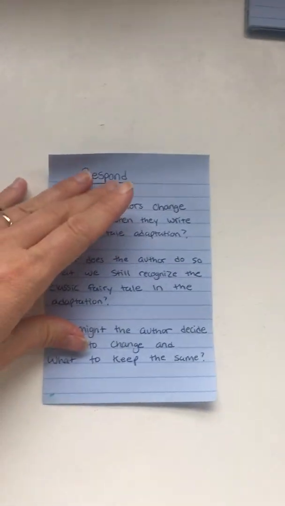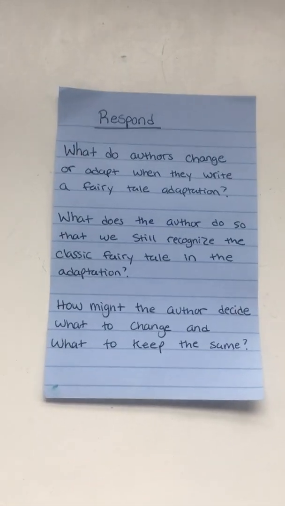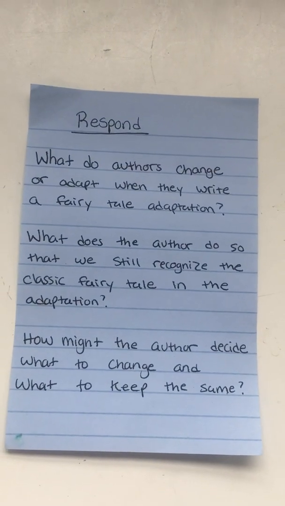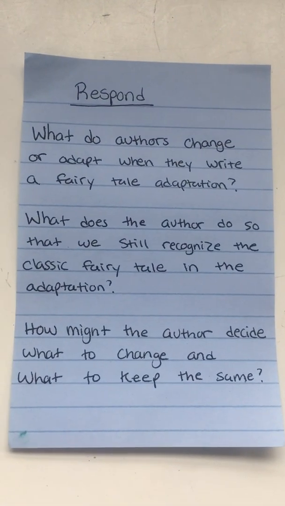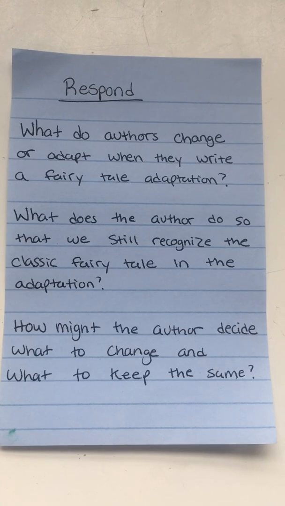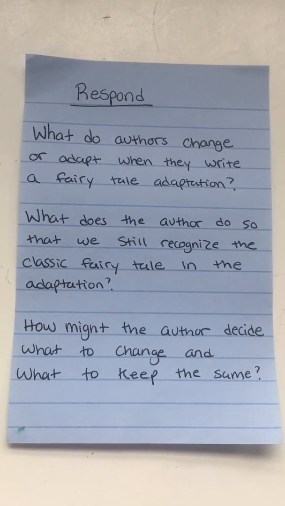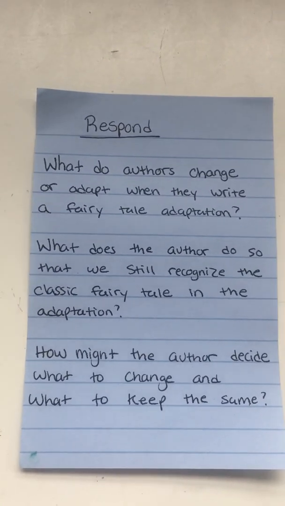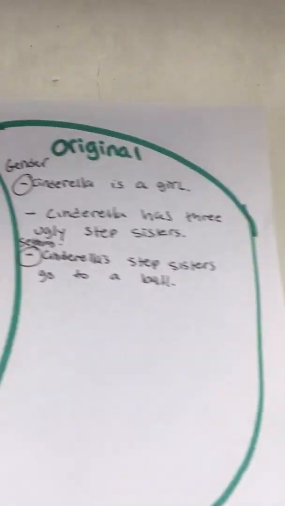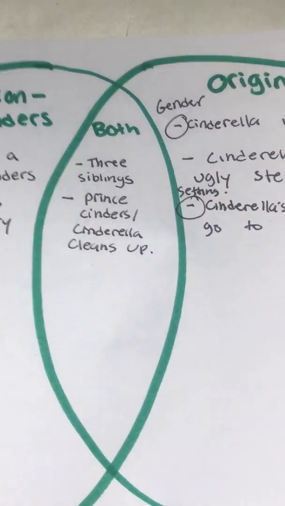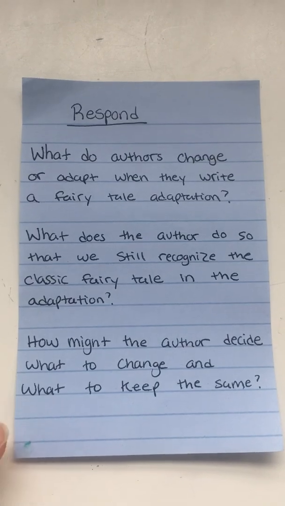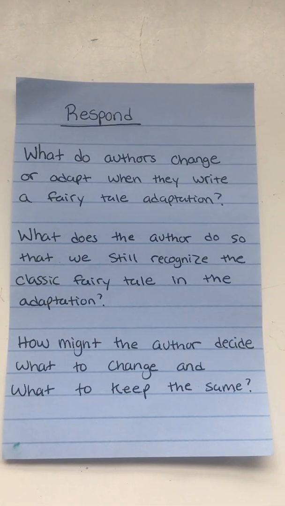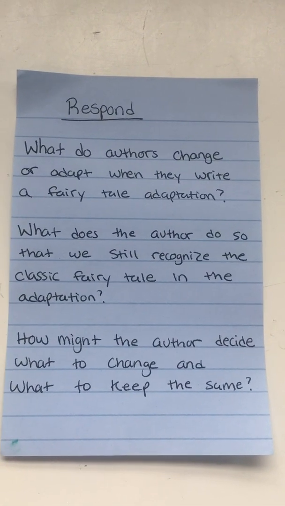Here are my 3 questions. So I'm going to think, what did the author change or adapt when they wrote a fairy tale adaptation? I'm going to think, what does the author do so that we still recognize the classic fairy tale in the adaptation? So to think about that question, I'm going to want to look at my both section. What are some things that the author kept the same so that we still recognize the classic fairy tale?